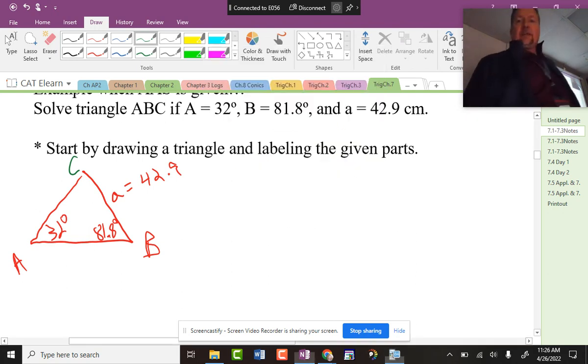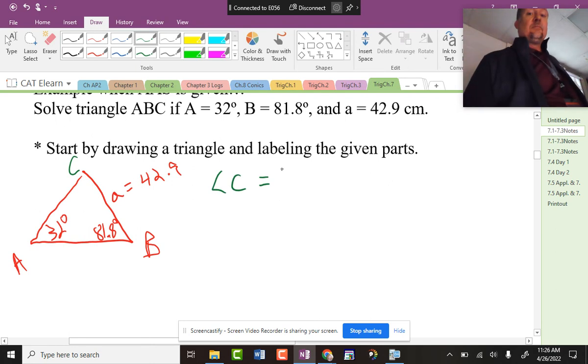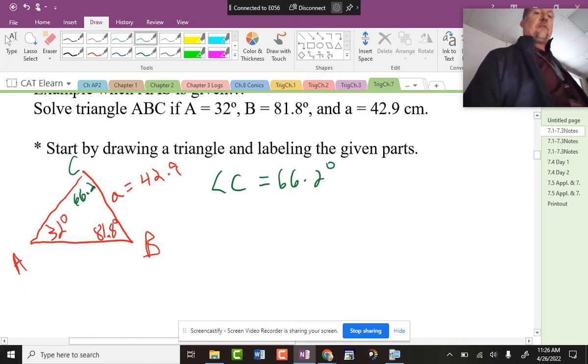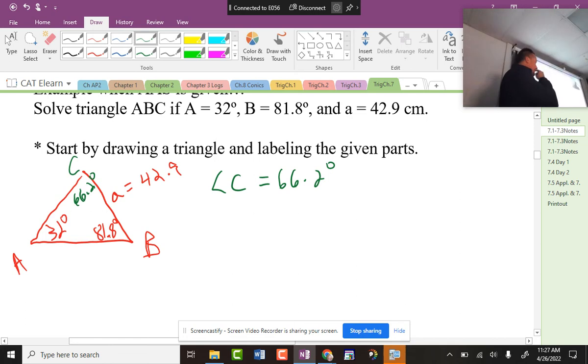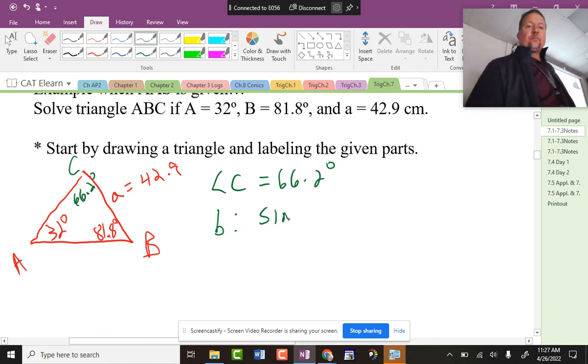What was C, though? I don't need the calculator for that. So what's angle C? 66.2 degrees. I don't need to see work for that. As a matter of fact, I'll tell you what I need to see work for. All I need is the setup. So let's go to letter B, side B. It could have been letter C. It doesn't really matter. For B, I would need this written. Again, when we get to a quiz, this is the work shown.